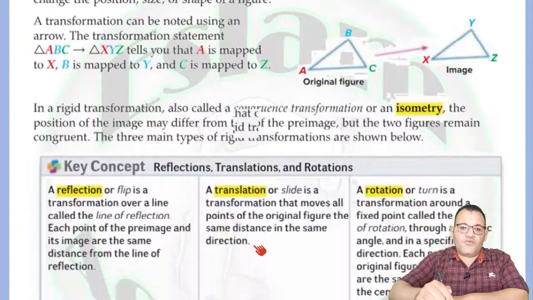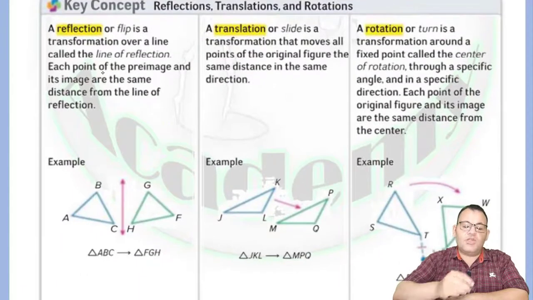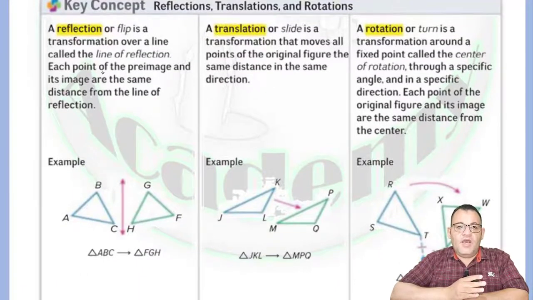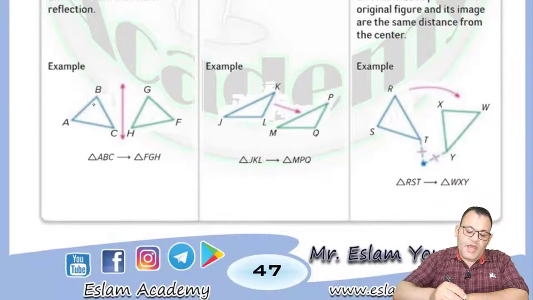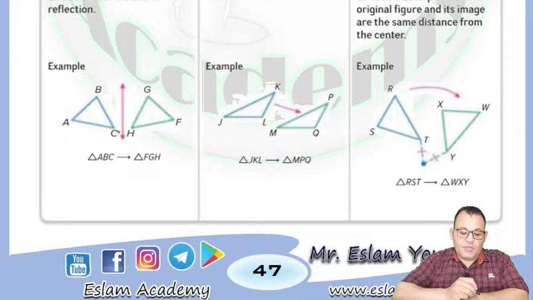We have three types of transformation. The first one is called reflection. Reflection, or flip, is the transformation over a line. This line is defined as the line of reflection. So the distance between any point of the image and the pre-image is equidistant from this line. So we have here the triangle ABC. Its image will be FGH. F is the image of A. G is the image of B. H is the image of C.